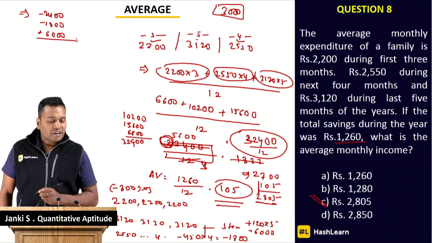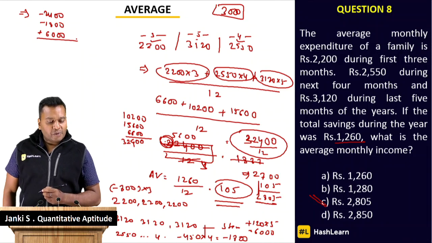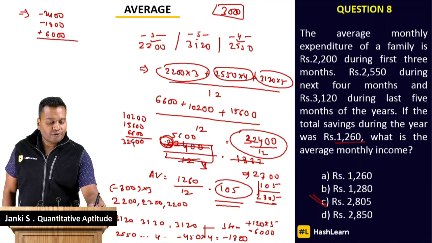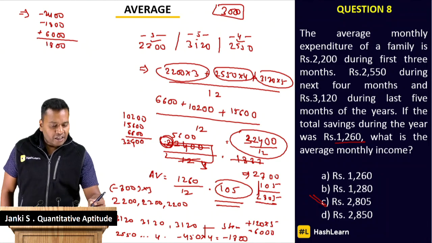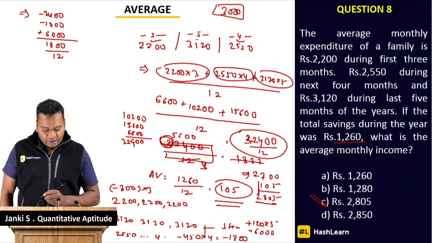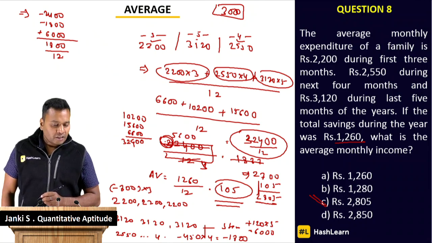So let's add these values here. So 1800 plus 2400 is how much? 42. So from this I'll subtract 42, remaining is nothing but 1800, which I have to divide in 12 equal parts. So if we divide this in 12 equal parts, then how much is my value?